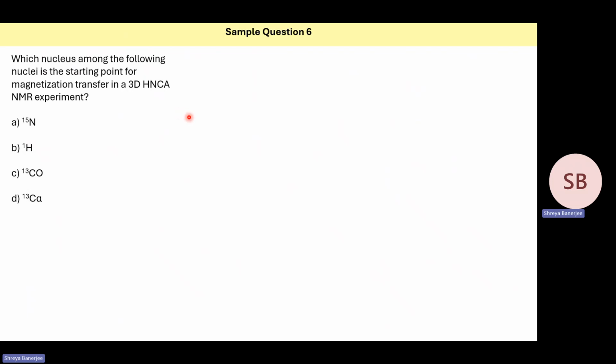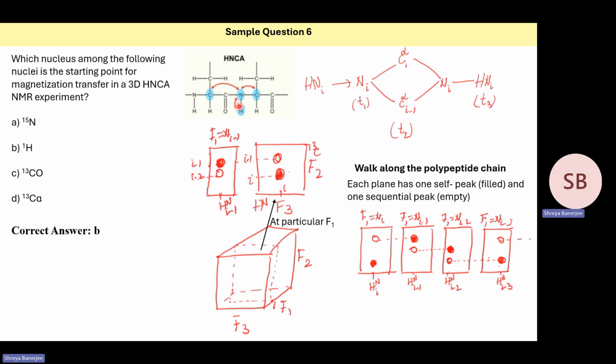Then you have a question asking, which nucleus among the following nuclei is a starting point for magnetization transfer in a 3D HNCA NMR experiment? If you remember HNCA, you start from the amide proton. Magnetization is transferred to the amide nitrogen. From amide nitrogen, it goes to C alpha of the same residue and C alpha of the previous residue. And then from C alpha, it again goes back to the amide nitrogen and the amide hydrogen. So the starting point is always this amide hydrogen, that is 1H. So the correct answer is B.